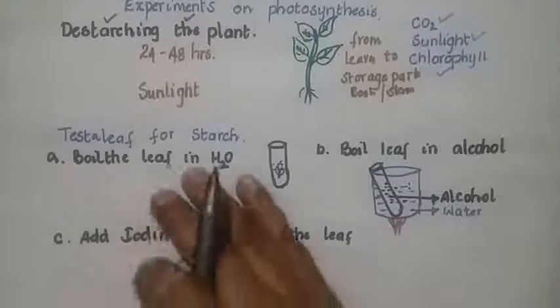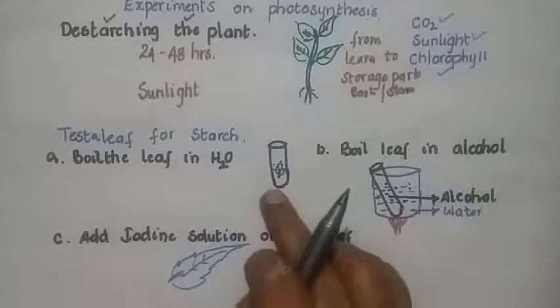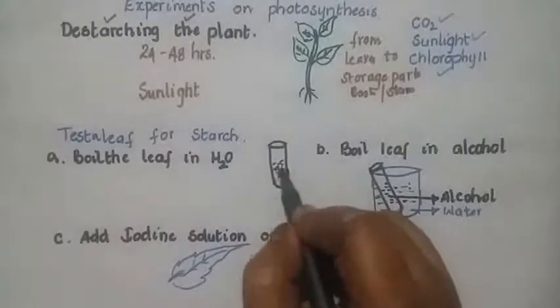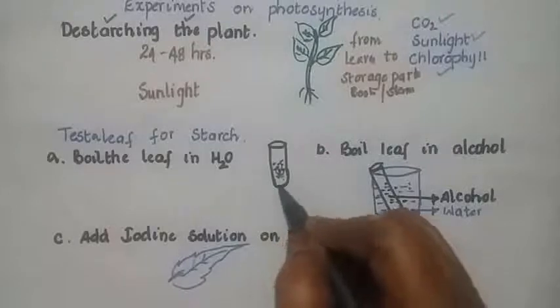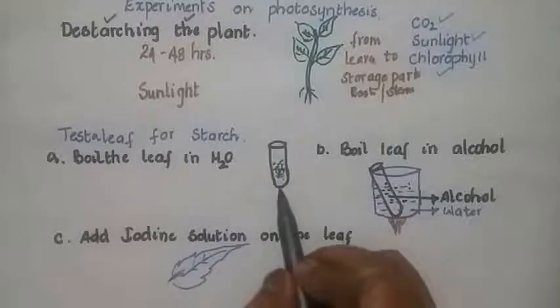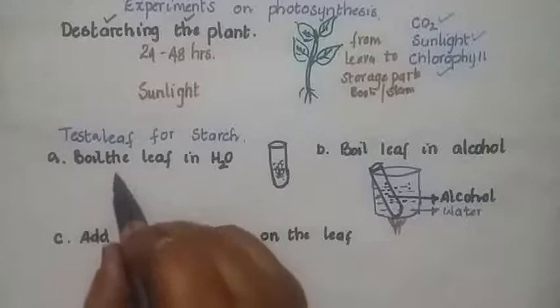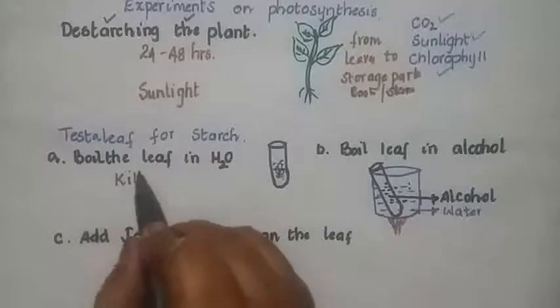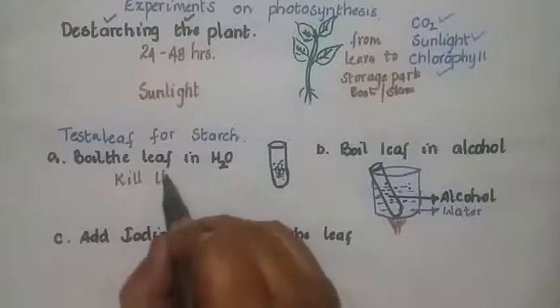Fine. So what you're going to do, pluck one of the leaves, take a test tube, fill the test tube with water and then place this leaf in it, and boil the water. When you boil the water, it means we are going to boil the leaf. Why is it that we are boiling the leaf? In order to kill the cells.